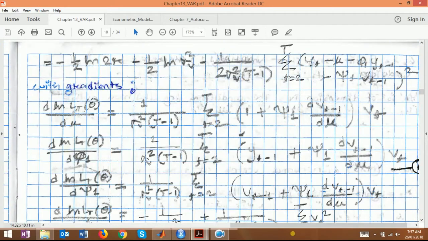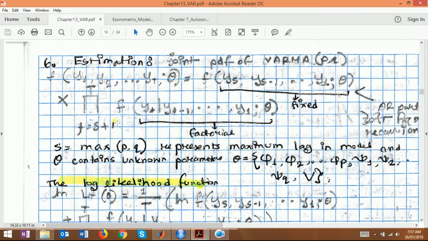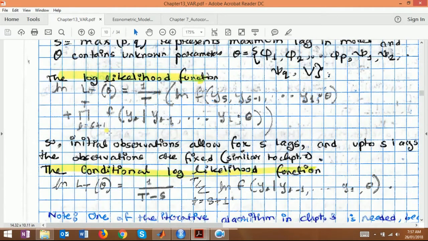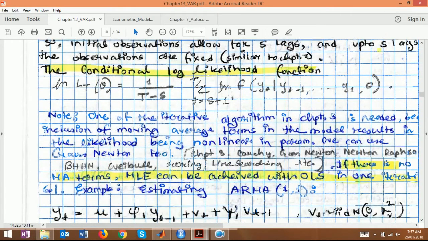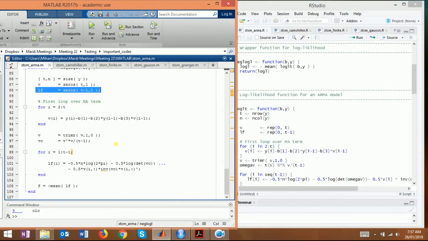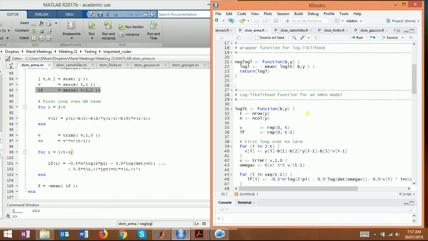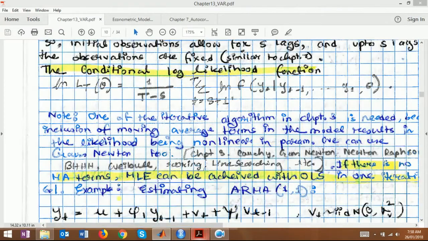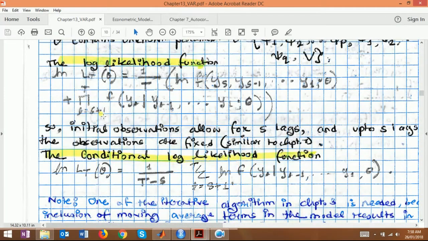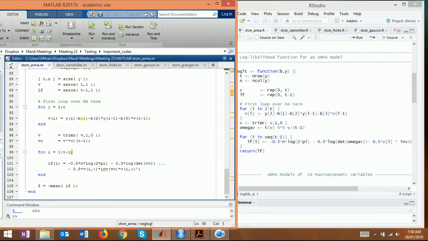Basically, t minus s is the actual equation, where s is the maximum of p or q, so t minus 1. So we will start with t minus 1 rows and 1 column. For the log likelihood function, replicate 0 t minus 1 times. So first loop over the MA term. Obviously we have t equals s plus 1 in our log likelihood function, you see s plus 1. So 1 plus 1, 2. Time will start with 2. So i starts at 2 up until t.